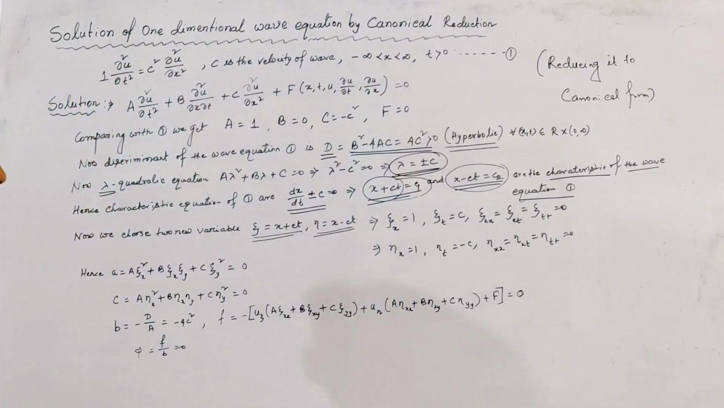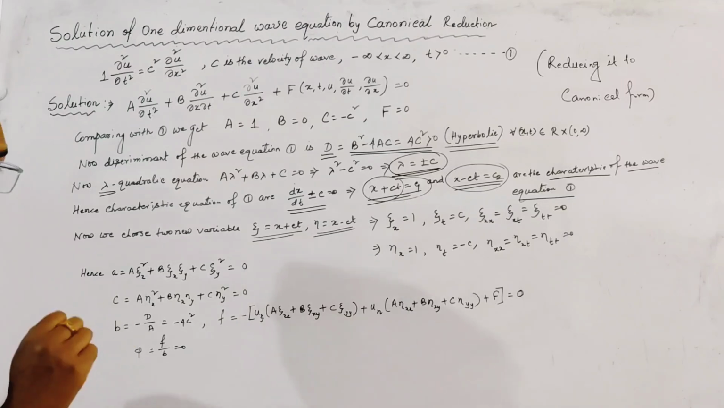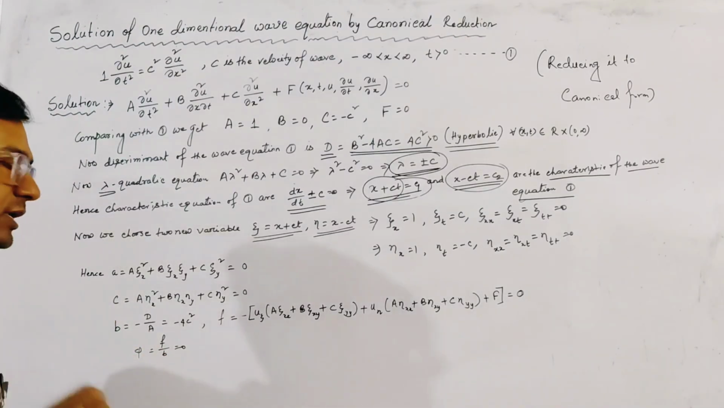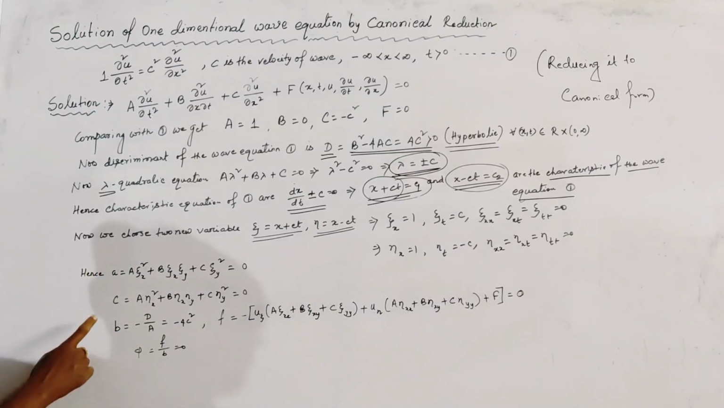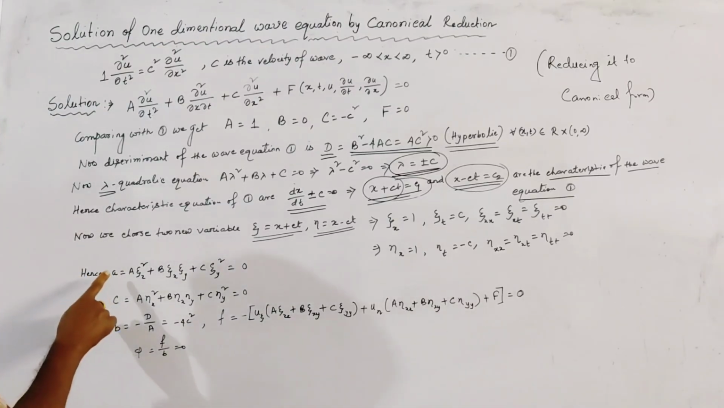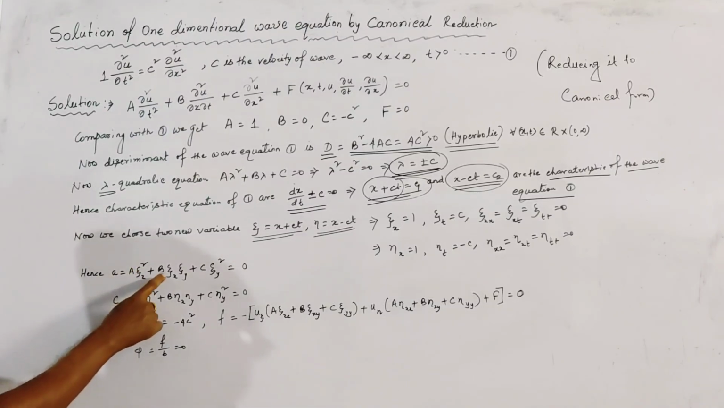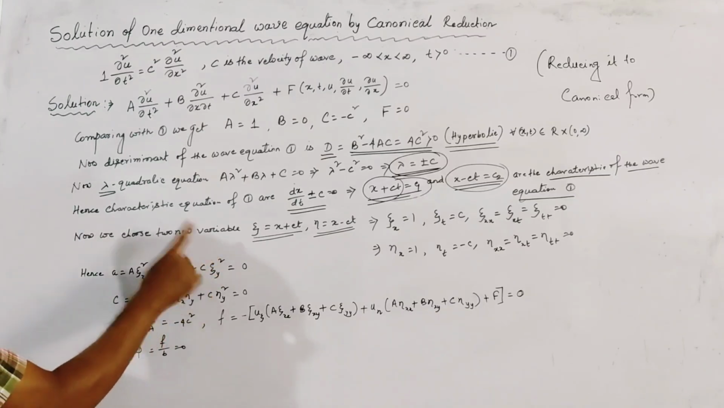Now we know that we have to find some more quantities to reduce it to canonical form. Small a, small b, small c, and d and e. Sorry, these 5 quantities we have to find here. The formula to find these 5 quantities of canonical reduction is given by small a equal to a ξ_x² plus b ξ_x ξ_t plus c ξ_t².